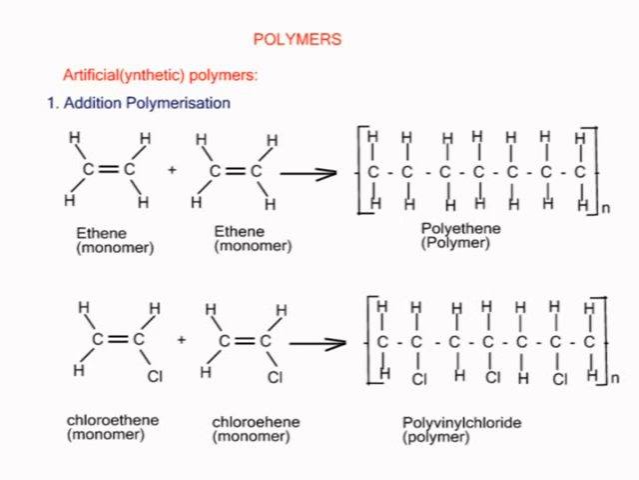You can see ethene and another ethene. These are two monomers combined to form polyethene. That is a polymer. Note that the polymer formed by addition of identical molecules will have a relative molecular mass that is an integral multiple of that of the monomer.